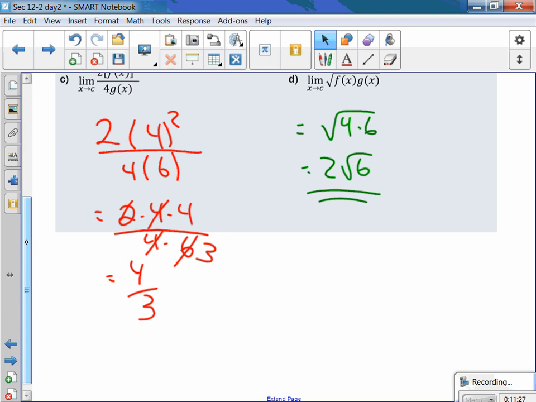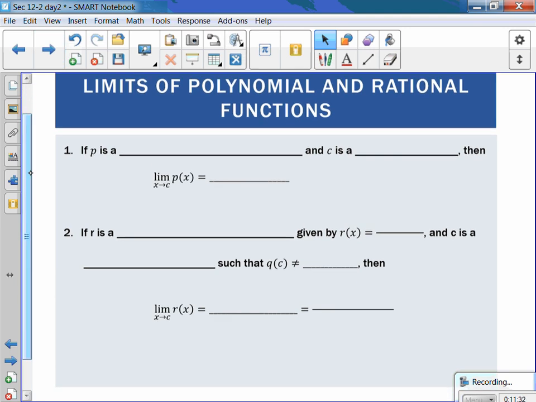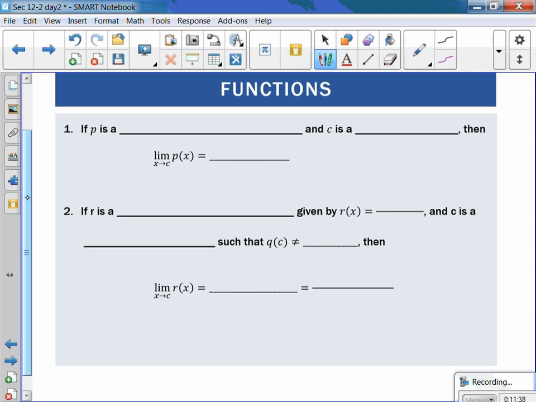So, all this plays hand in hand with our polynomial and our rational functions. So if p is a polynomial function and c is a real number, just by using our direct substitution, we're going to come up with the limit of p of x as x approaches c is absolutely. It's a polynomial function, right? I'm not dividing by anything or doing anything strange. It's just I'm going to use my direct substitution.